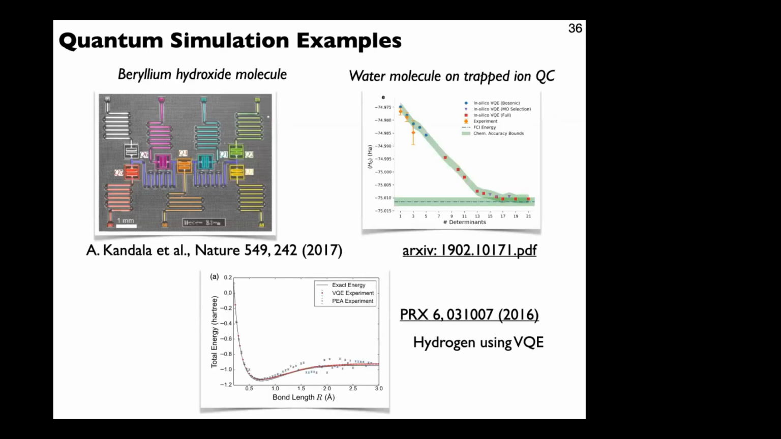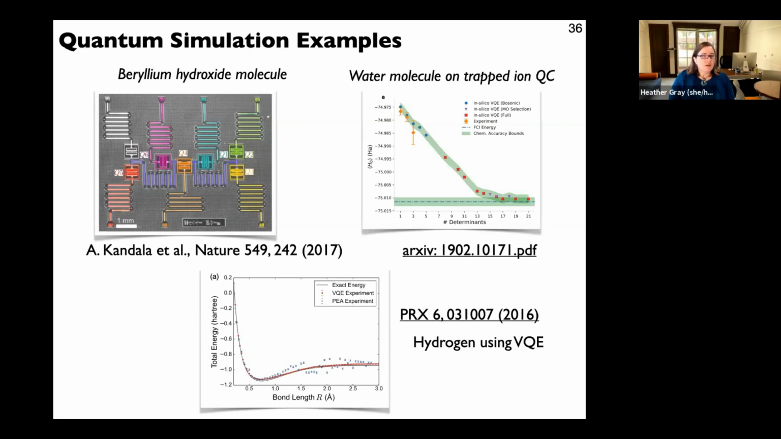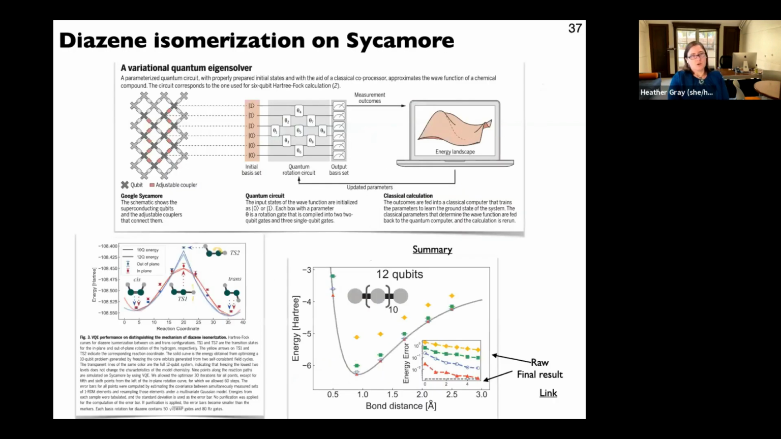Here are some examples of things that people have done recently. For example, there's this paper in Nature where they simulated the beryllium hydroxide molecule. The top right is a water molecule simulated on a trapped ion quantum computer. And on the bottom is hydrogen using a VQE to do it. So you can see that we're still at the state where people are simulating simple, small molecules. But nonetheless, it's really interesting because it shows the promise of being able to learn things about molecules that we don't know. One of the pretty recent ones was done using Google's Sycamore computer.